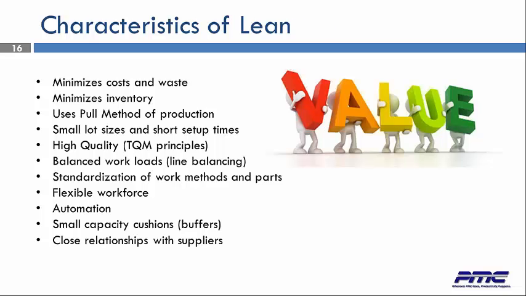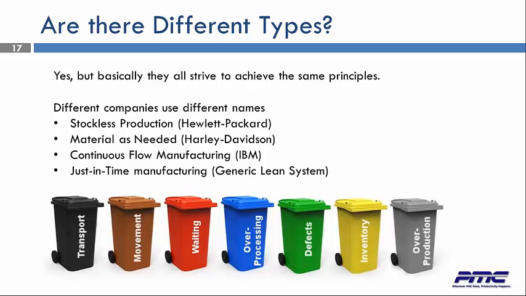Other than lean, are there any different kinds of production systems in different companies? Yes, there are different kinds of production systems, but they all strive to achieve the same principles. Different companies use different names, like stockless production in Hewlett-Packard, materials as needed in Harley-Davidson, continuous flow manufacturing in IBM, and just-in-time manufacturing is a generic lean term that has been used in different companies.